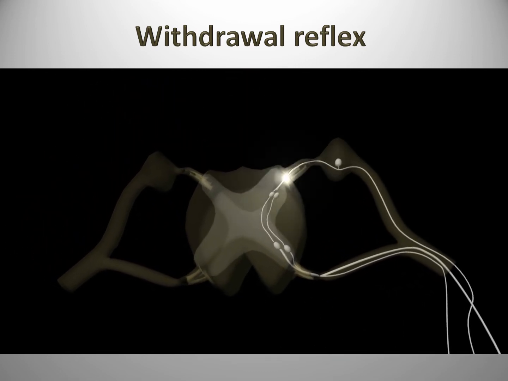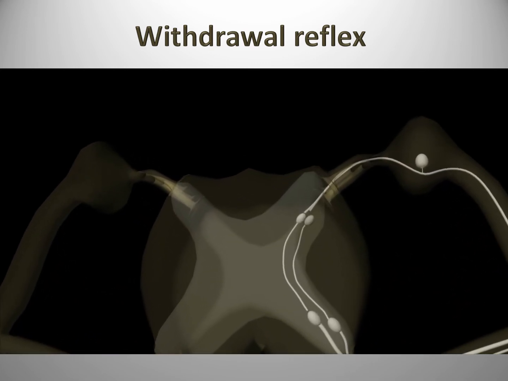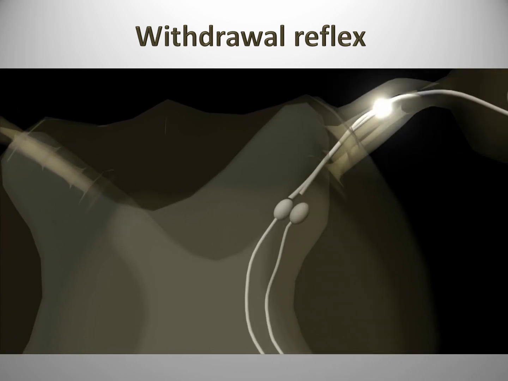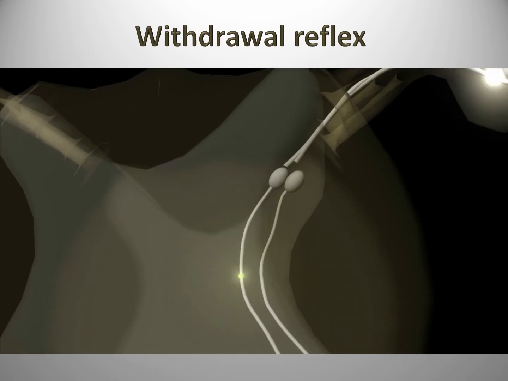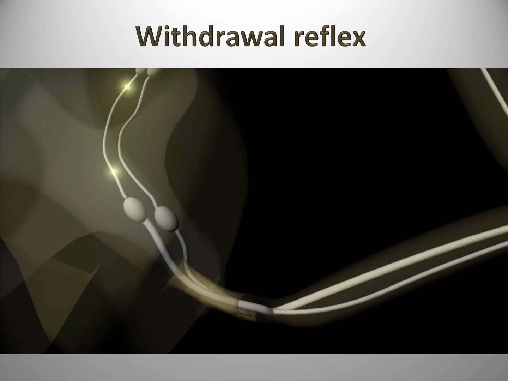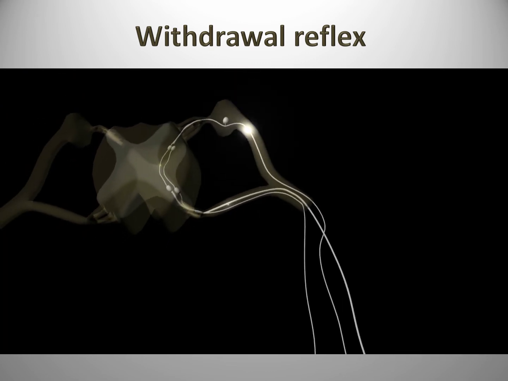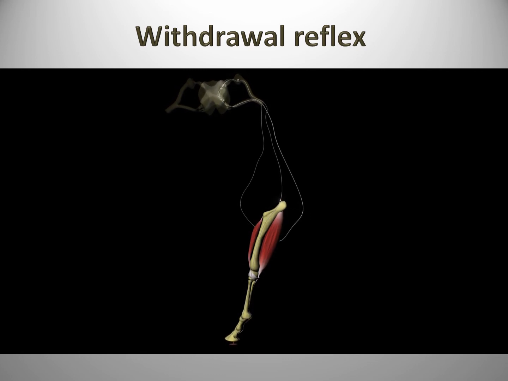Here the axon of the afferent neuron synapses with several interneurons. One synapse is with a stimulatory interneuron, which in turn synapses with an efferent A alpha motor neuron, which leaves the spinal cord through the ventral root of a spinal nerve to connect and stimulate the flexor muscle, which is in charge of moving the limb or the part of the body away from the painful stimulus.